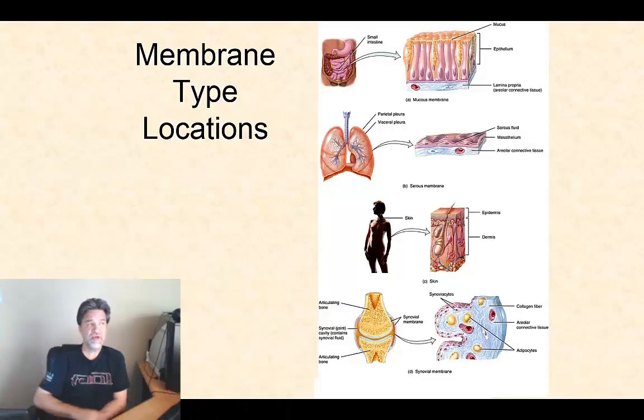We can see the different membrane types and associated locations of these membrane types listed here. This summarizes all this information that we were just talking about. In particular, at the bottom you can see the synovial membrane. Now for part C, for skin, again, just kind of ignore that for now. We'll be dealing with that next chapter after the big exam.